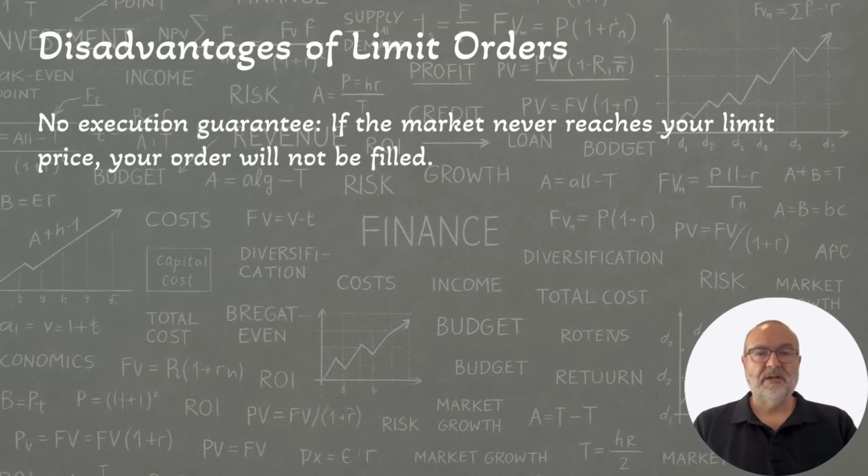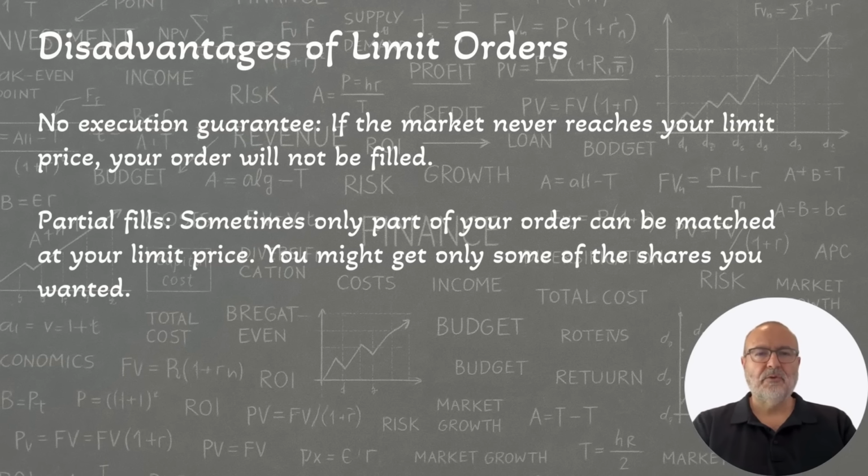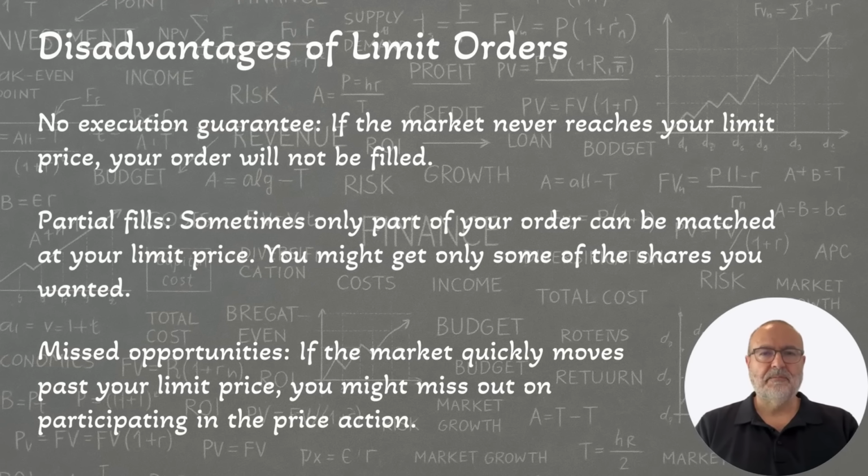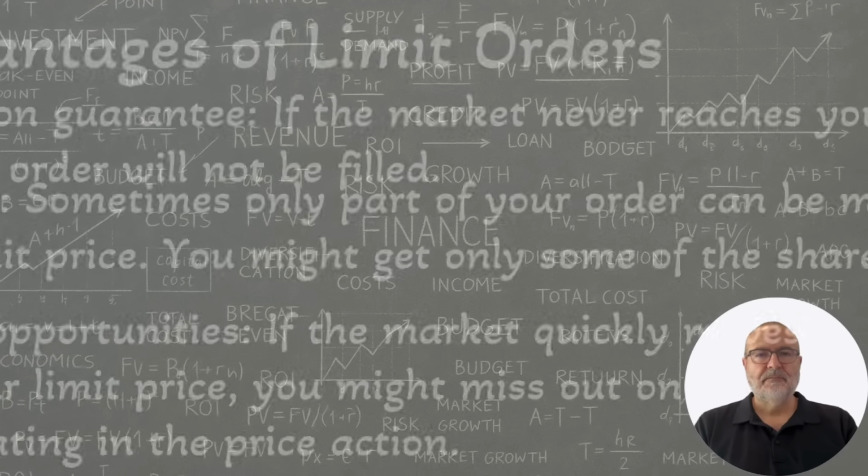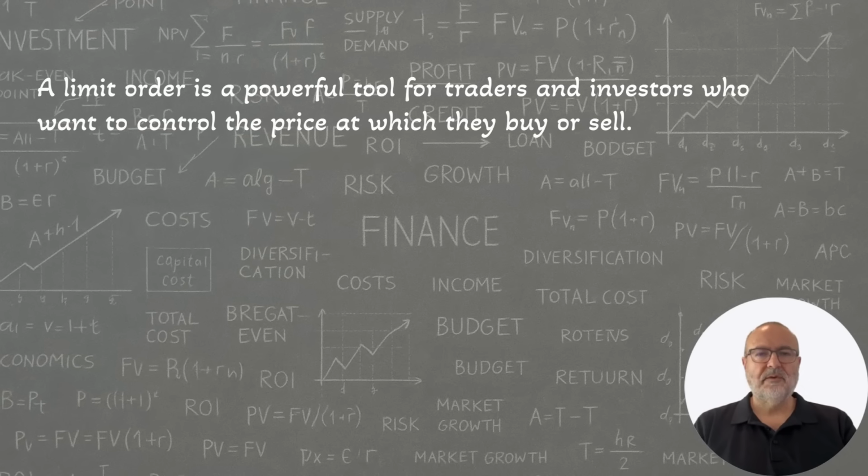No execution guarantee. If the market never reaches your limit price, your order will not be filled. Partial fills. Sometimes only part of your order can be matched at your limit price. You might get only some of the shares you wanted. Missed opportunities. If the market quickly moves past your limit price, you might miss out on participating in the price action.